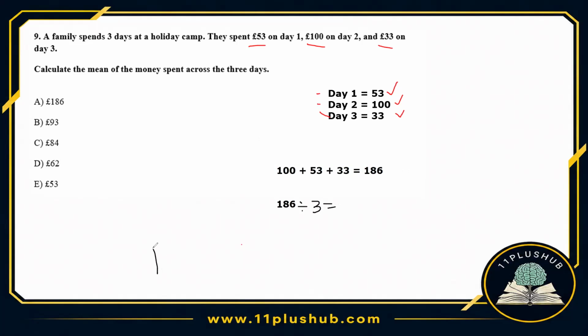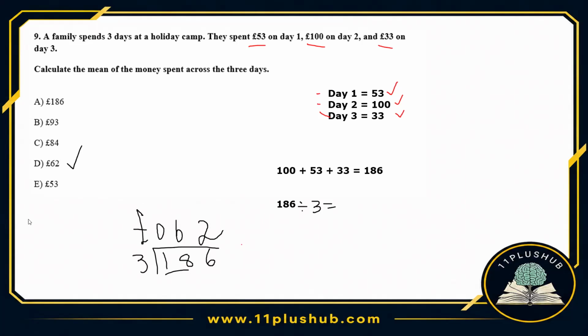Okay, so let's use the bus stop. 186 divided by 3. Okay, 3 into 1 doesn't go. 3 into 18 goes 6 times with no remainder. 3 into 6 goes twice. Our answer must be £62.